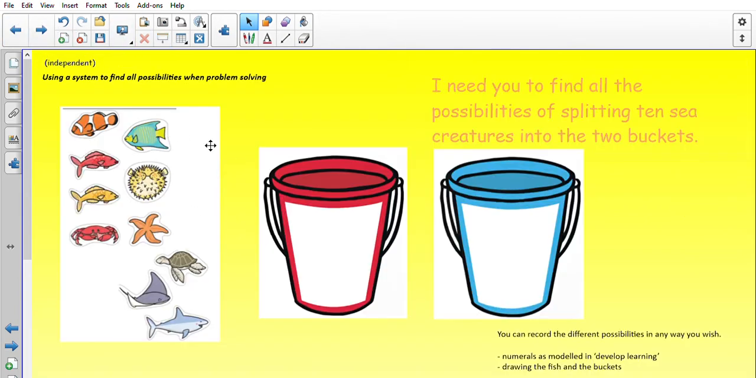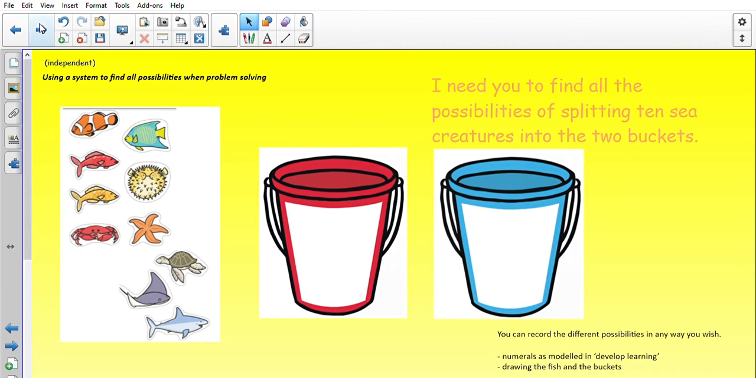So you might end up with all of them in one bucket. So you might end up with 10 in there and none in that one. Or you might end up with 5 in this one. And how many would you have in this one? 5. Well done. And if you can think of a way of writing down how many you've got each time and finding all the different ways that we can make 10, that would be fantastic.